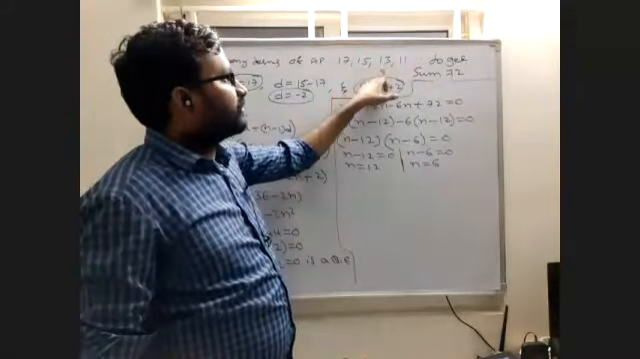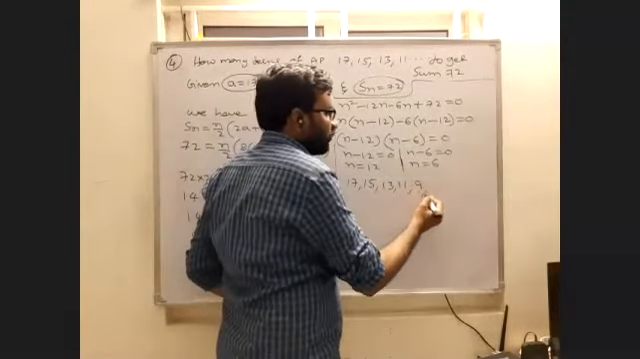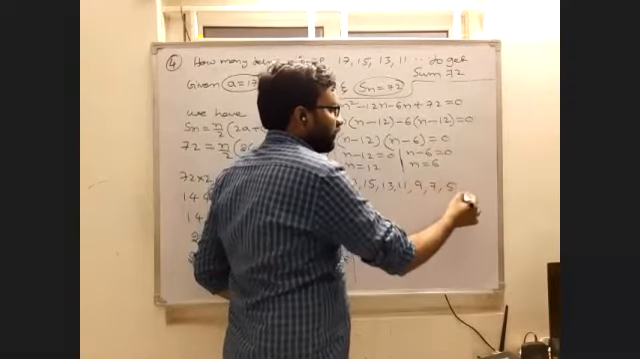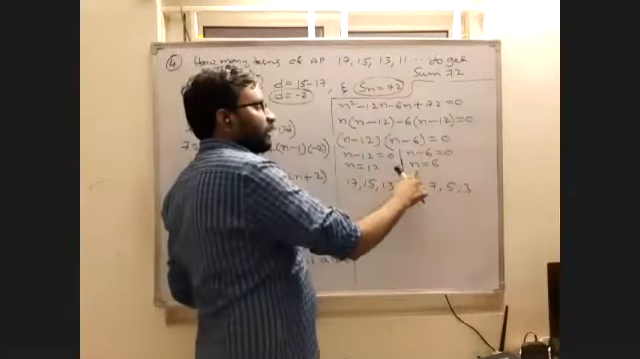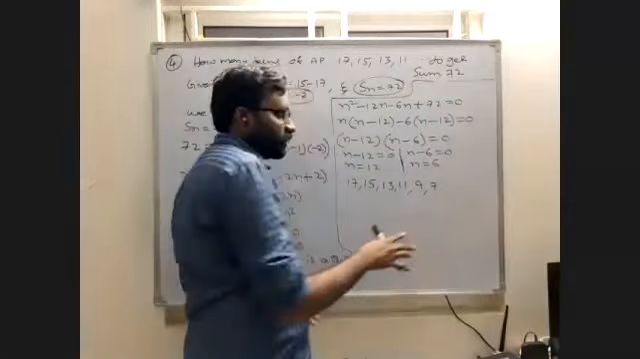17, 15, 13, 11. Just confirming the value. 11, then you will get minus 2. 17 minus 2, 15 minus 2, 13 minus 2, 11 minus 2, 9 minus 2, 7 minus 2, and 5 minus 2, like this. I am taking 6 numbers, 1, 2, 3, 4, 5, 6, up to 7, and I am checking.